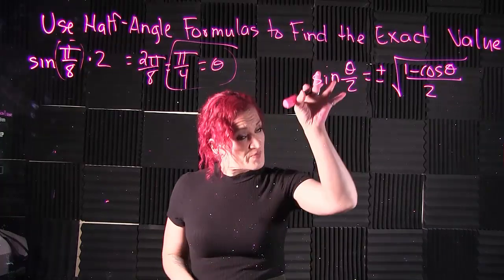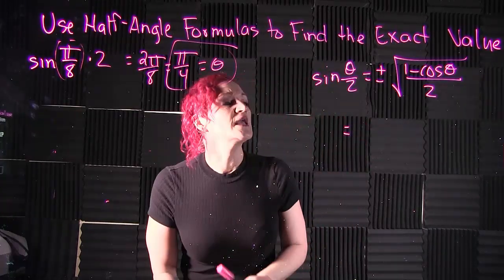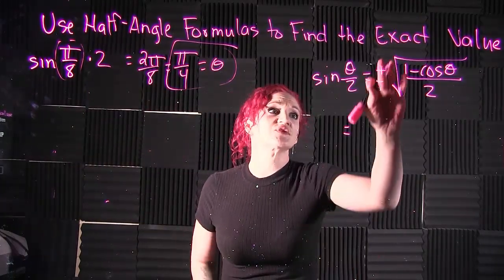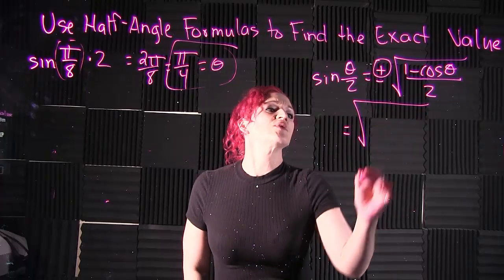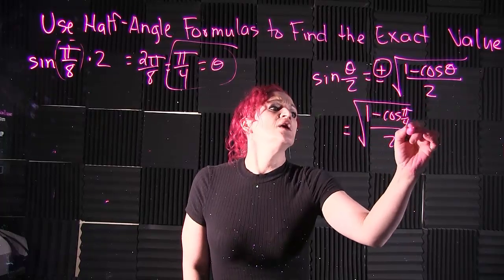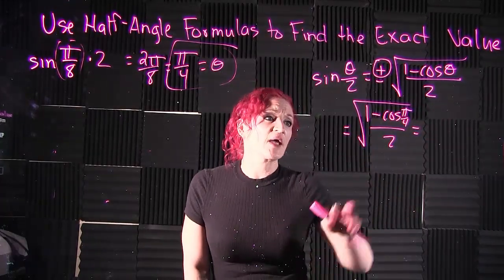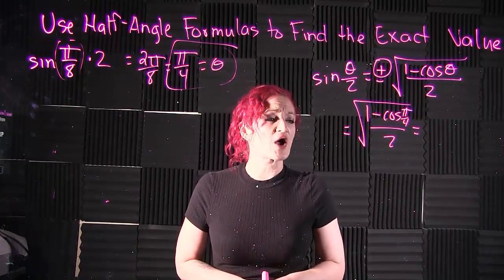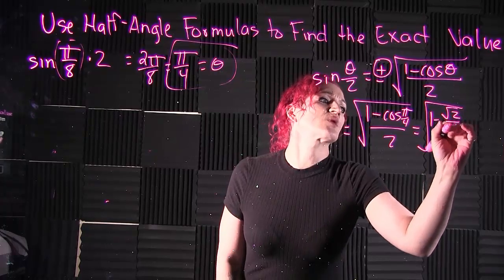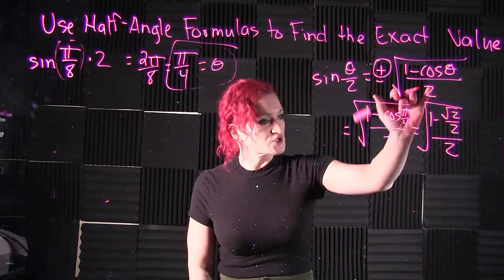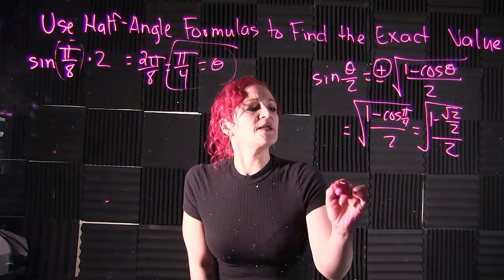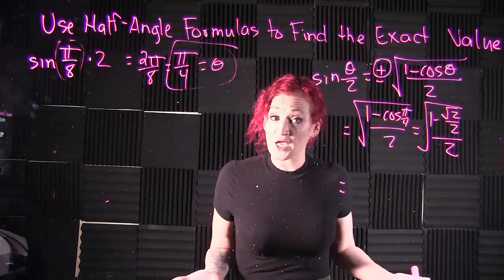So when we plug into this formula, this is going to equal plus or minus. Now, sine of pi over 4 is positive, so this is positive: the square root of 1 minus cosine pi over 4, over 2. You want to evaluate cosine pi over 4. Throw that in your calculator or use your unit circle. Cosine pi over 4 is the square root of 2 over 2. Plugging all of that in here and simplifying a tiny bit underneath the radical, otherwise we are done.